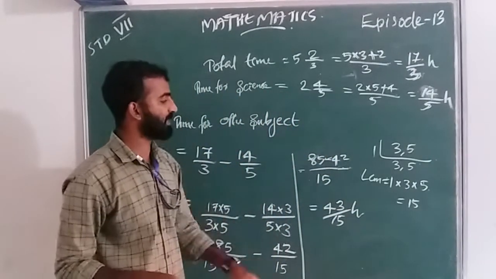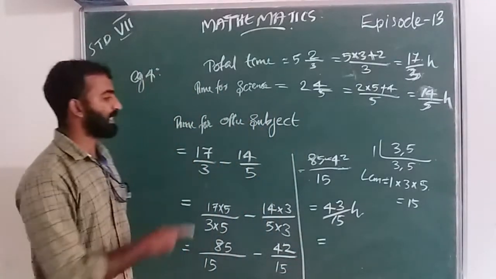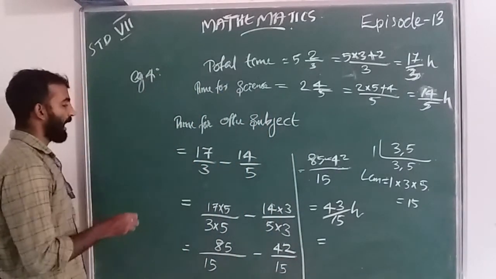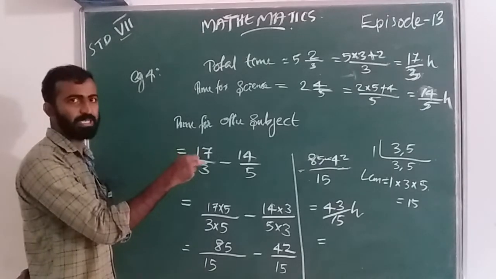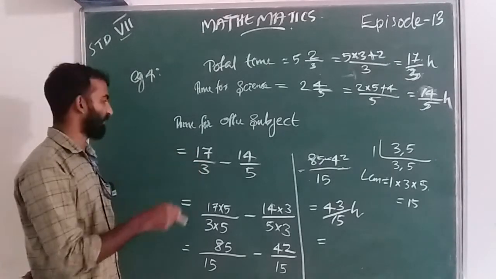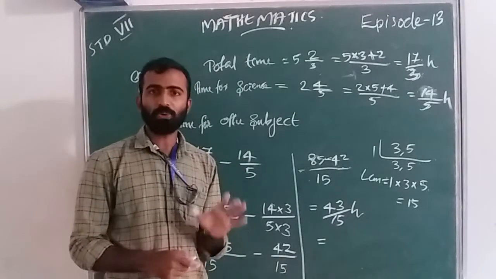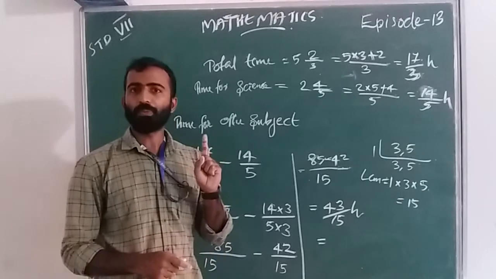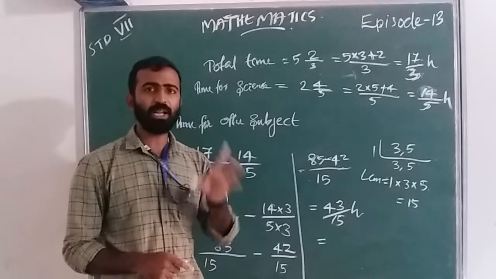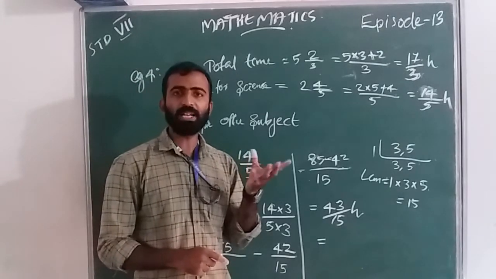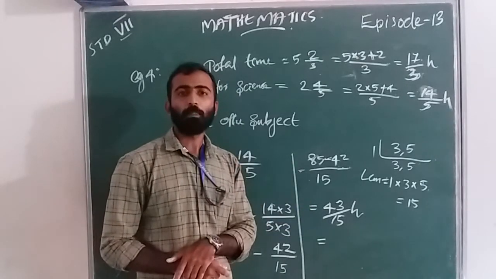When we take the difference, we want to convert this improper fraction into a proper or mixed fraction. When we get a fraction, you must write it in the form of proper or mixed. We don't write improper. When we get an improper fraction, we must convert it into a mixed fraction.